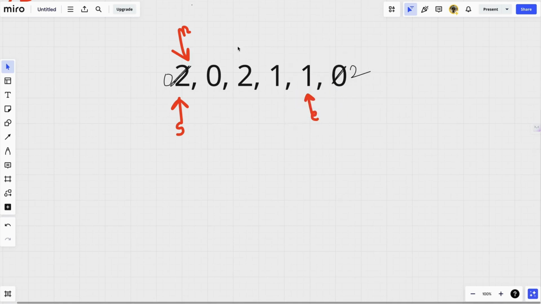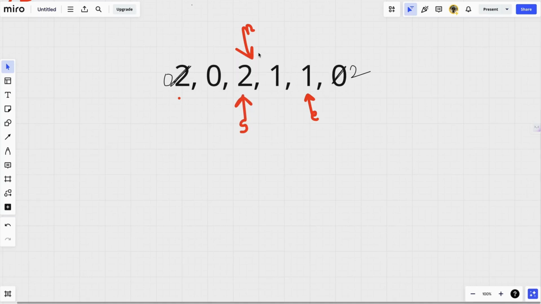Ending is pointing here. Now middle is pointing at 0. When middle points at 0, we swap middle and start, and since they are at the same position, there's nothing to swap, and then we move both of them 1 place towards the right. So middle plus 1, start plus 1, right? Middle is pointing at 0, there's nothing to swap, we move both of them 1 place to the right.